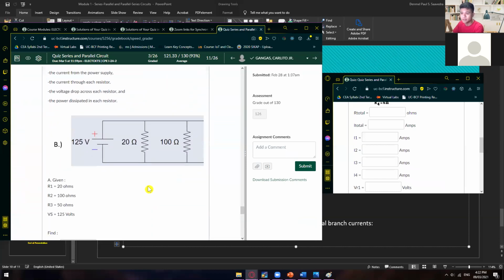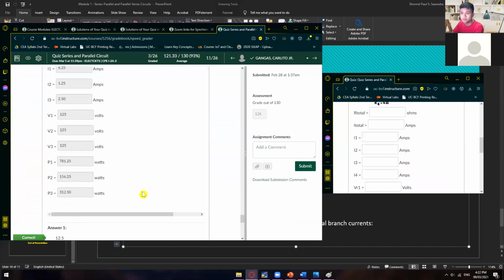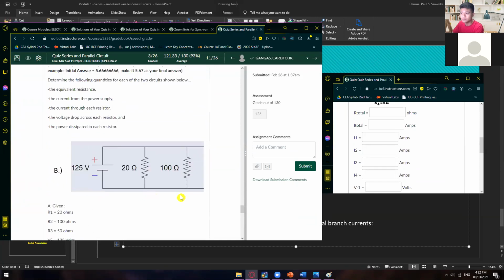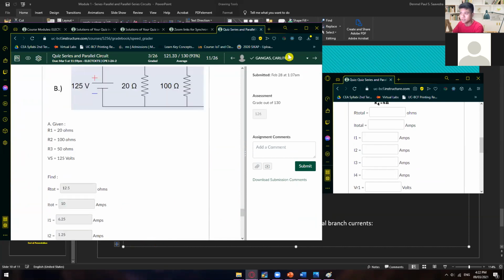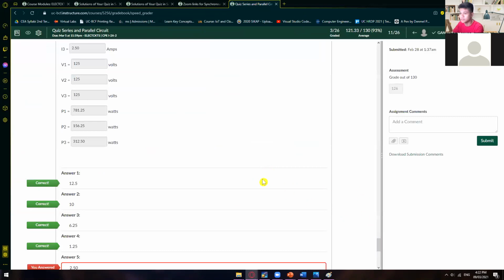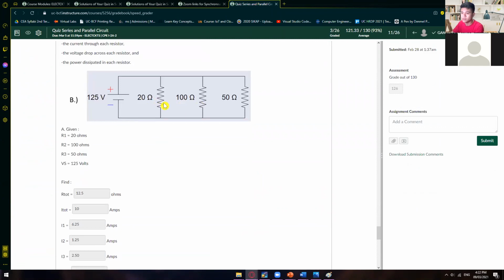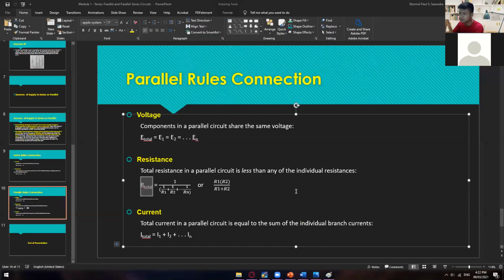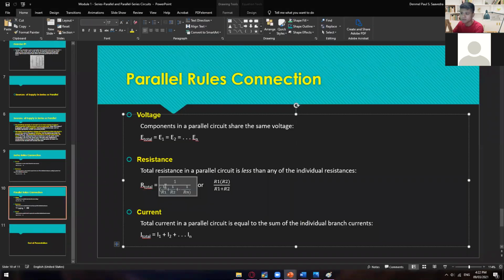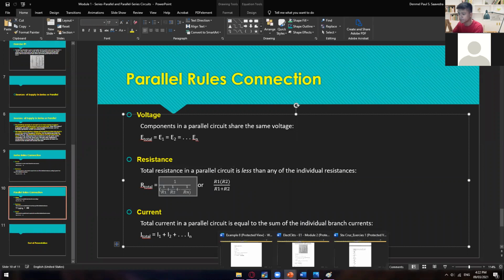And then for the last one, for you to be able to get the R total, just apply this one: 1 divided by 1 over R1 plus 1 over R2 plus 1 over R3.